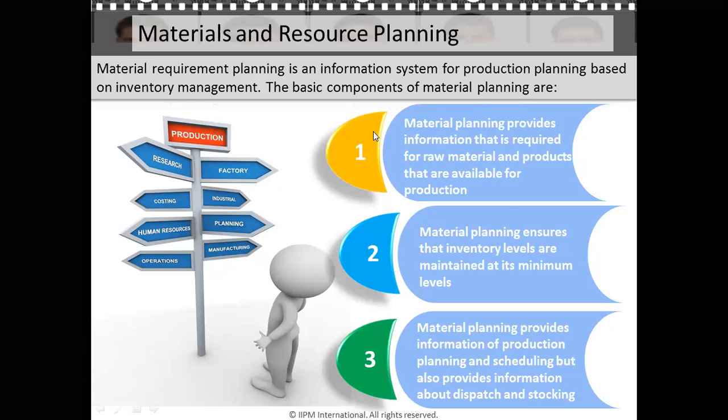Materials and resource planning. Material requirement planning is an information system for production planning based on inventory management. The basic components of materials planning are: materials planning provides information that is required for raw material and products that are available for production. Materials planning ensures that inventory levels are maintained at minimum levels. Materials planning provides information on production planning and scheduling, but also provides information about dispatch and stocking.